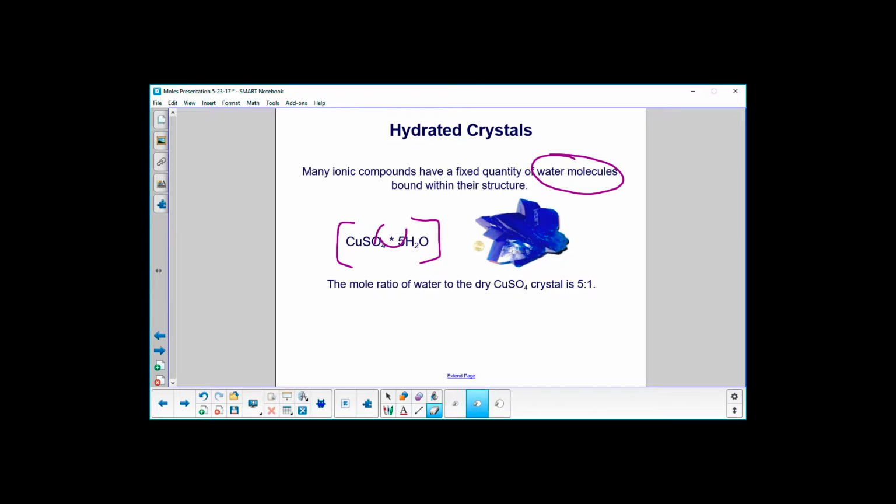Okay, so let me just erase that so you can see it. 5 water molecules, 1 compound. Ratio is 5:1 in this hydrated crystal. And hydrated, of course, means something to do with water.